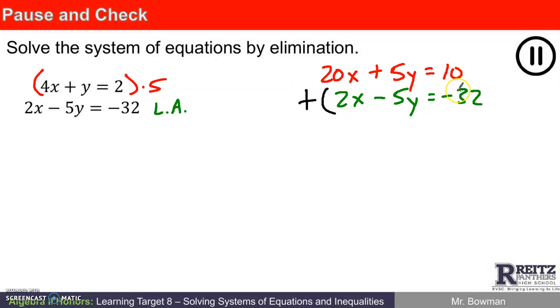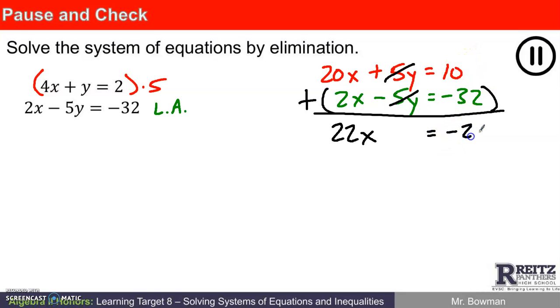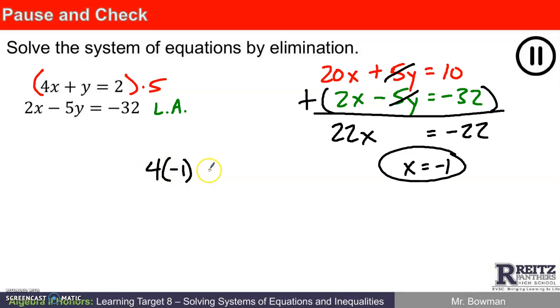If I add those two equations together, the y's are going to cancel out. I've got 22x, which equals negative 22. I know what x is. X is negative 1. And now that I know x is negative 1, let's go back into one of the equations. I'll pick this one because I think the numbers are smaller. 4 times x, which is negative 1, plus y equals 2.